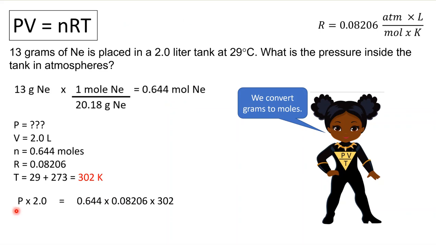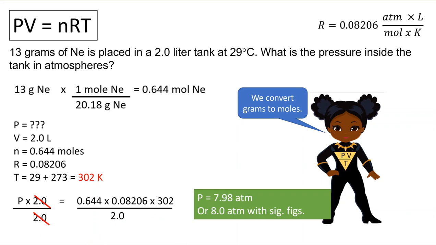We plug them in to P times V equals moles times R times kelvins. We'll divide through by 2.0 to isolate pressure. And you should calculate that P is 7.98 atmospheres, or 0.80 atmospheres with significant figures.